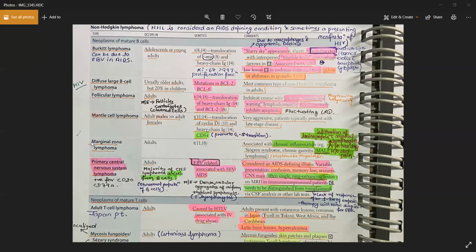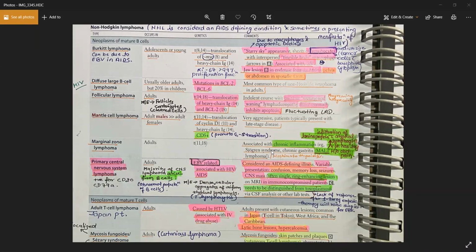Then comes marginal zone lymphoma, and it is associated with a translocation of 11 and 18. On 11 you will have cyclin D1, and on 18 you will have BCL2. They are generally associated with chronic inflammations. Please remember 2-3 names. First is Sjogren syndrome. Second is chronic gastritis, which you will see with H. pylori. And third is Hashimoto thyroiditis. Remember Hashimoto thyroiditis, in which you have lots of follicles in the biopsy, right? And I told you that Hashimoto thyroiditis can become marginal zone lymphoma, right?